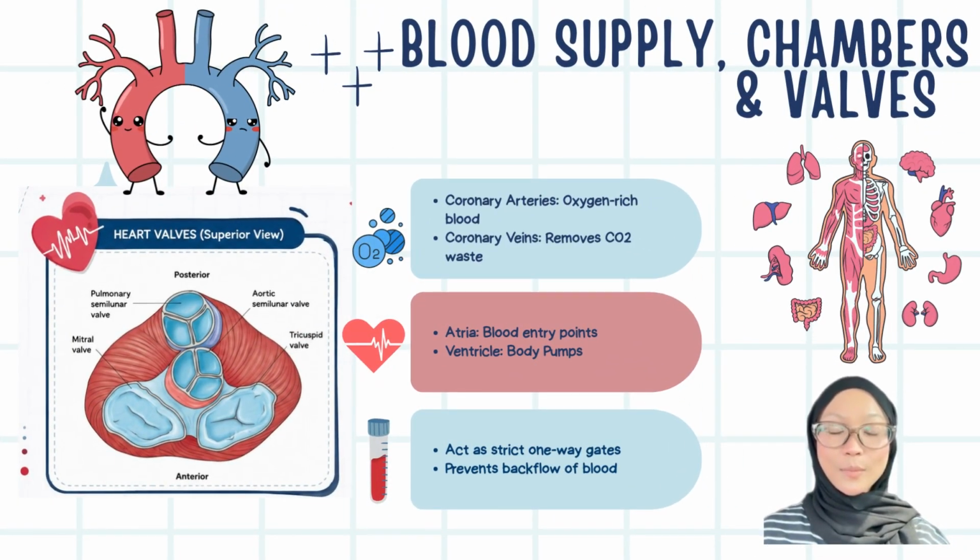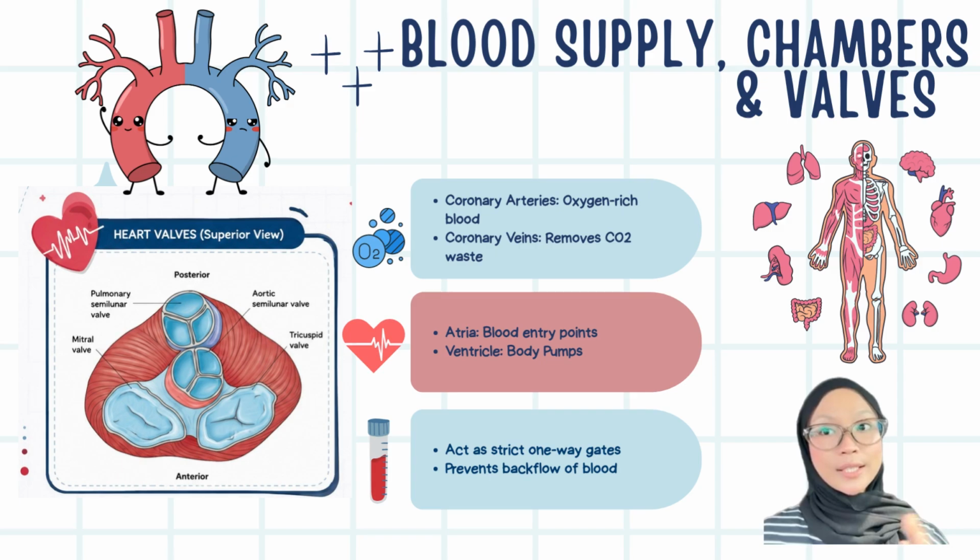I will be presenting about blood supply, chambers and valves of the heart. The heart muscle, known as myocardium, requires its own constant blood supply. The coronary arteries supply oxygen-rich blood directly to the myocardium, while the coronary veins remove waste products like carbon dioxide away from the heart muscle, which is the myocardium.